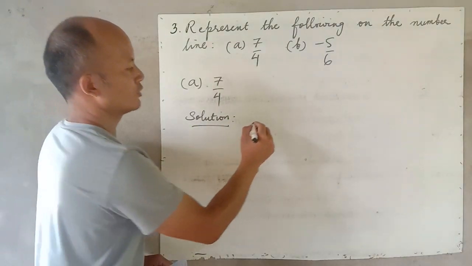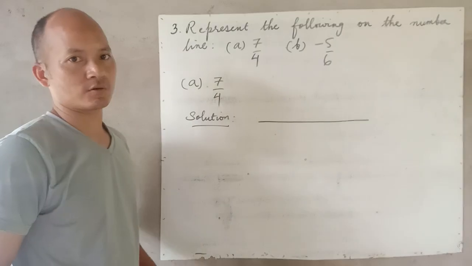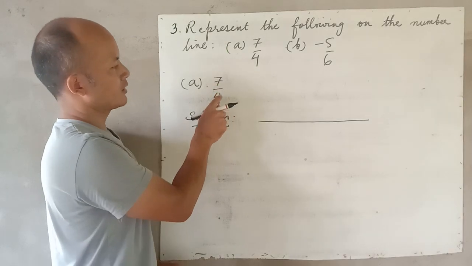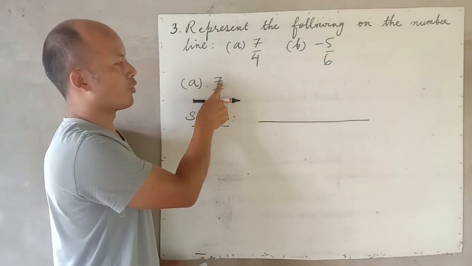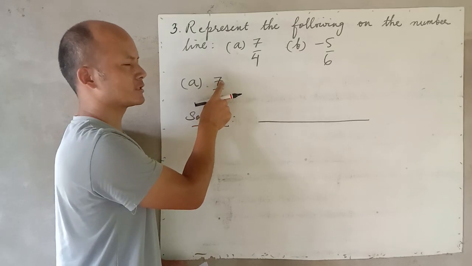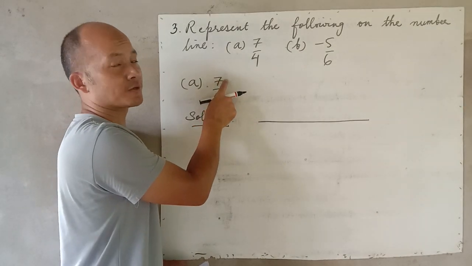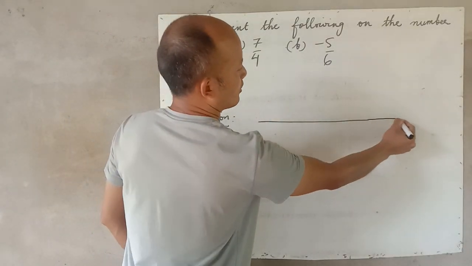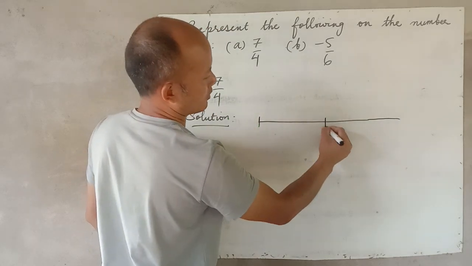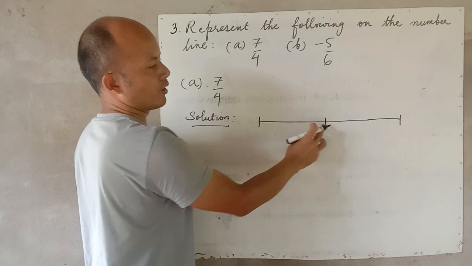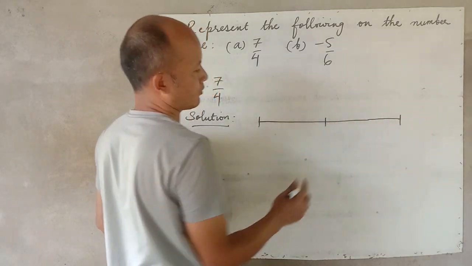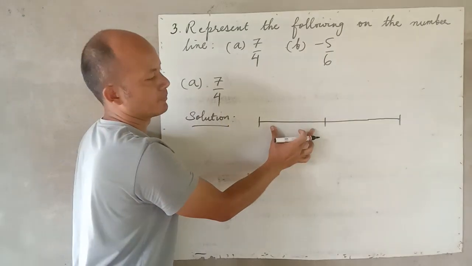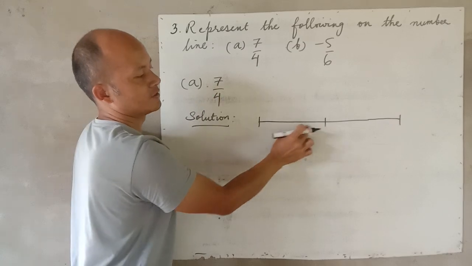Using your scale, you will make a line first. Line first, and then listen carefully. If the numerator is more than the denominator, if the upper side is more than the lower side, you will make more than 1 point in the line. This is the number of divisions you will make here.